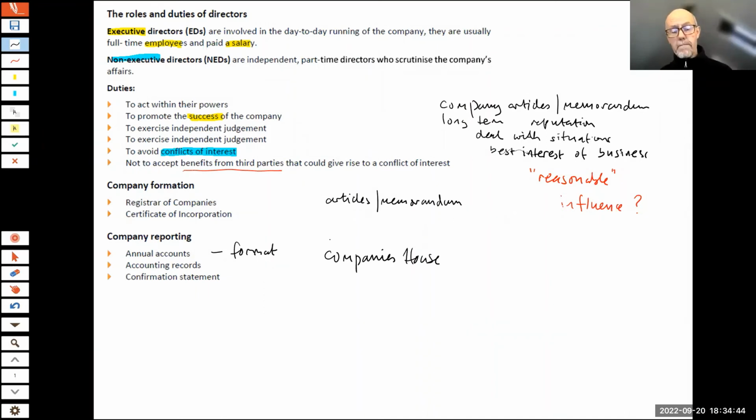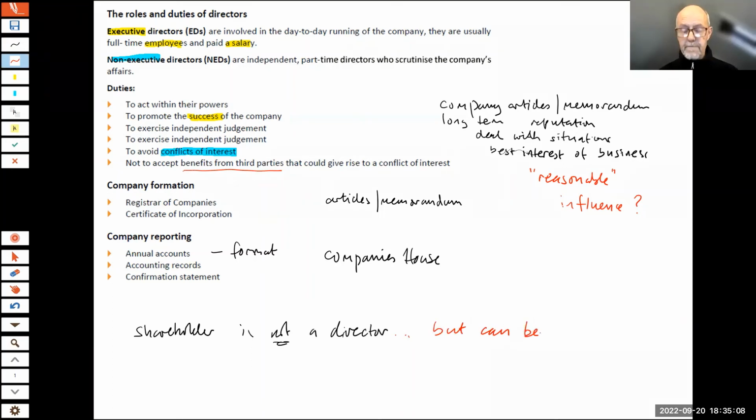So the big thing to remember is that a shareholder is not a director. He might be, but can be. So keep that distinction clear in your mind, that by and large, when we talk shareholders and directors, they are very different people. Okay, so let's move on.